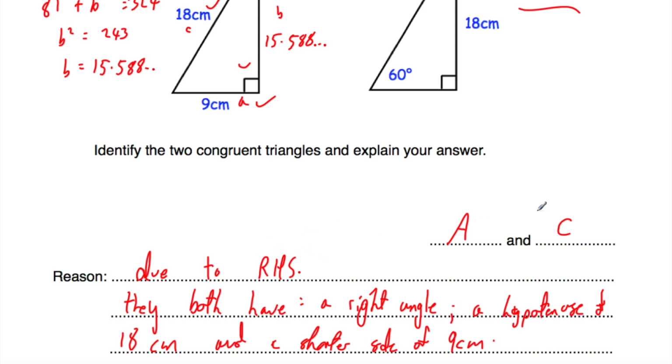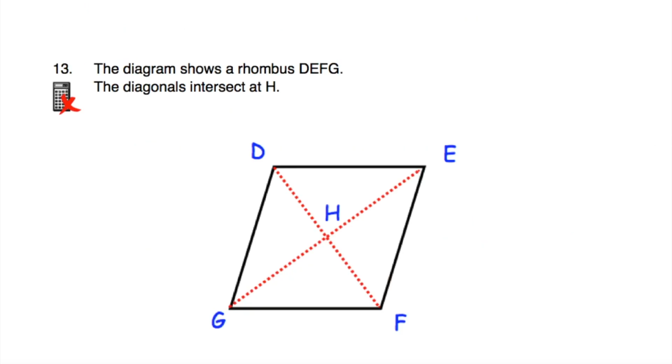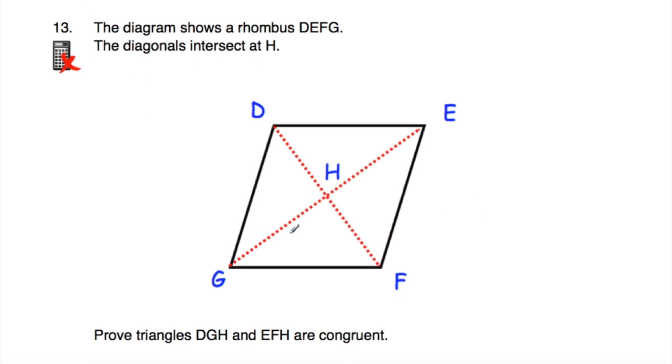Okay, let's look at our next question, question number 13. So for question number 13, we've been given a rhombus, DEFG, and we're told the diagonals intersect at the point H here. And we've been asked to prove that triangles DGH and EFH are congruent. So DGH, that's this triangle here. I'm just going to highlight it here. So that's triangle DGH and triangle EFH.